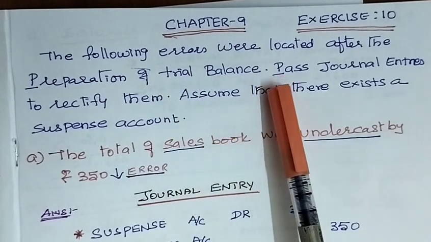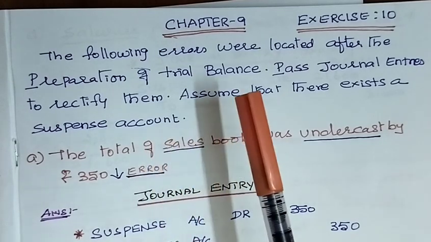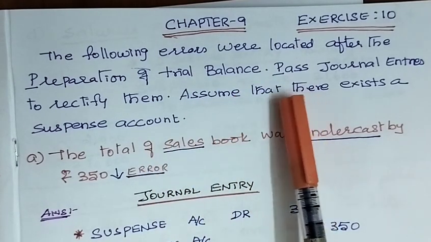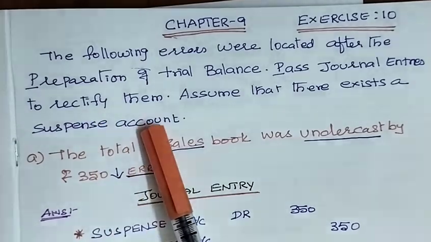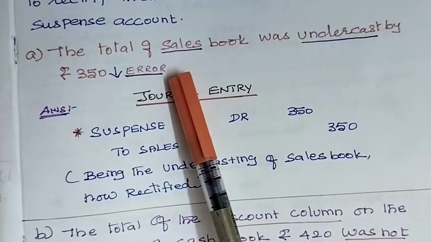They ask to pass the journal entry for the given transaction, and from that journal entry you have to create the suspense account. Okay, let's see the transaction.